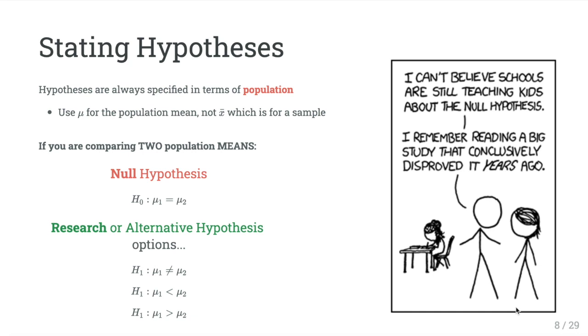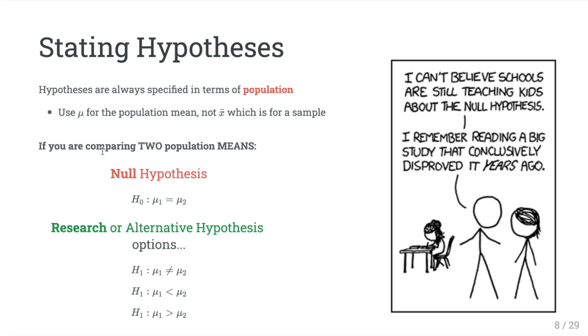So we've talked about the null a couple times. We're always going to be comparing to the null hypothesis, and you're going to see this pattern over and over again. But the null is almost always that the population means are the same. So why are we talking about populations? Aren't we comparing samples? Well, hypotheses are always specified in terms of the population. And we're going to use mu, that symbol, this funky u, it's mu, for the population mean, not the x bar. Because what we're testing is the population.